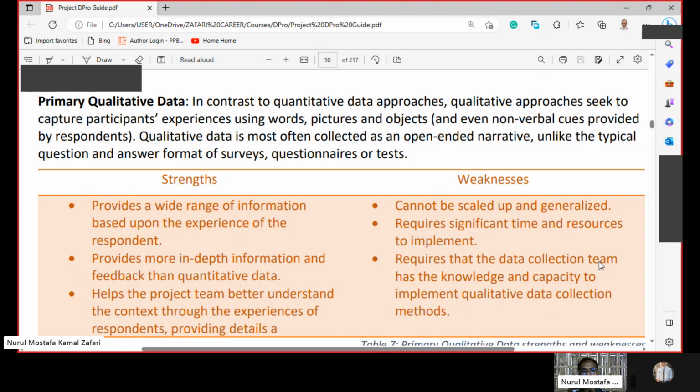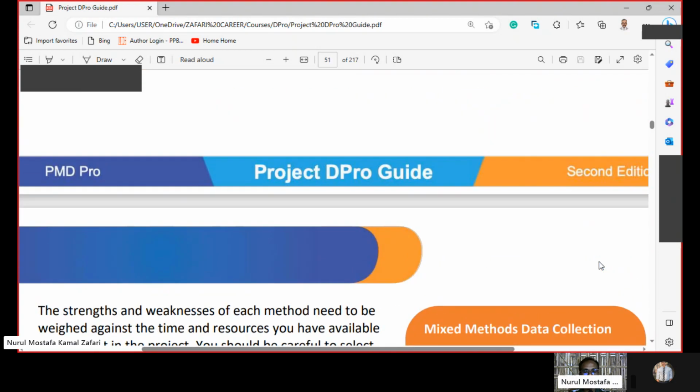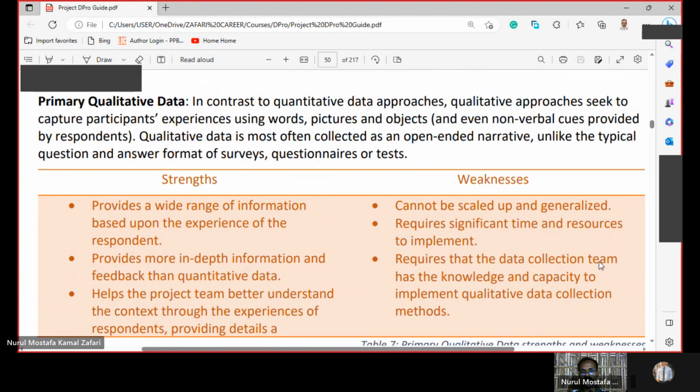Strengths: provides a wide range of information based upon the experience of the respondent, provides more in-depth information and feedback than quantitative data, and helps the project team better understand the context through the experiences of respondents, providing details. Weaknesses: cannot be scaled up and generalized, requires significant time and resources to implement, and requires that the data collection team has the knowledge and capacity to implement qualitative data collection methods.